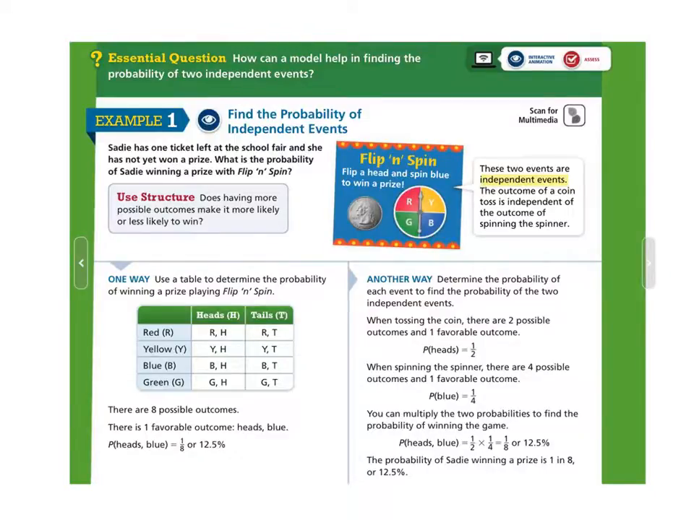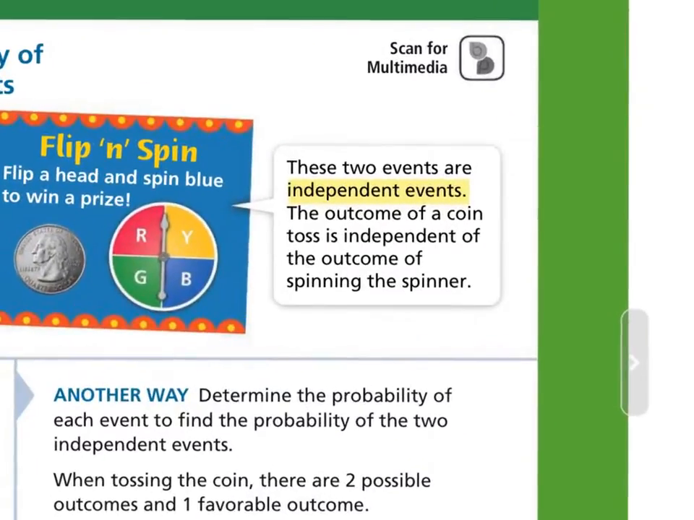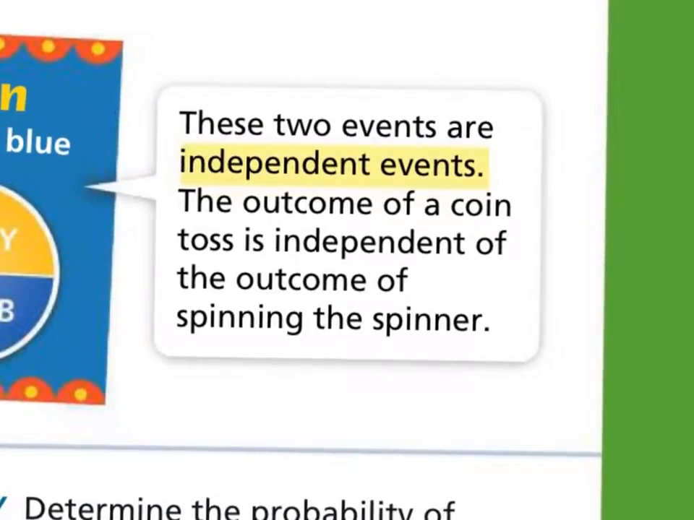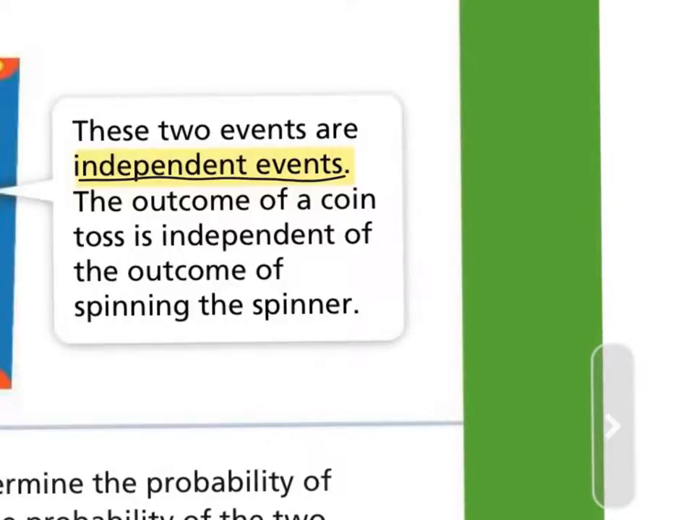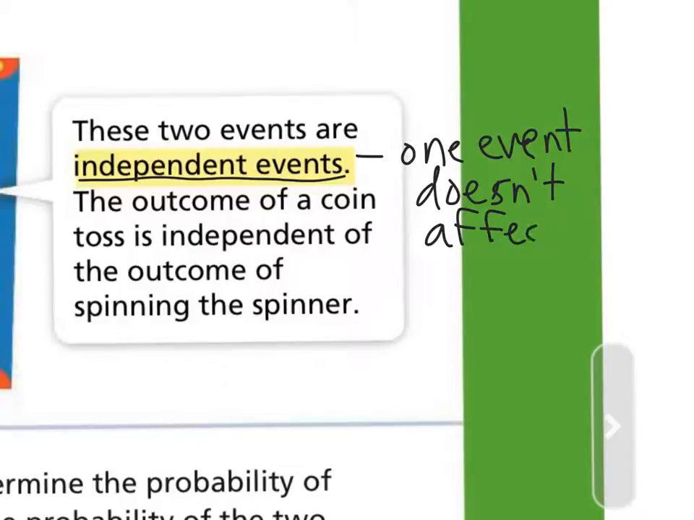So we look at example 1. Before we get started with that, we can go ahead and look at a definition here talking about independent events. Independent, basically the one doesn't affect the other. So one event doesn't affect the other event.